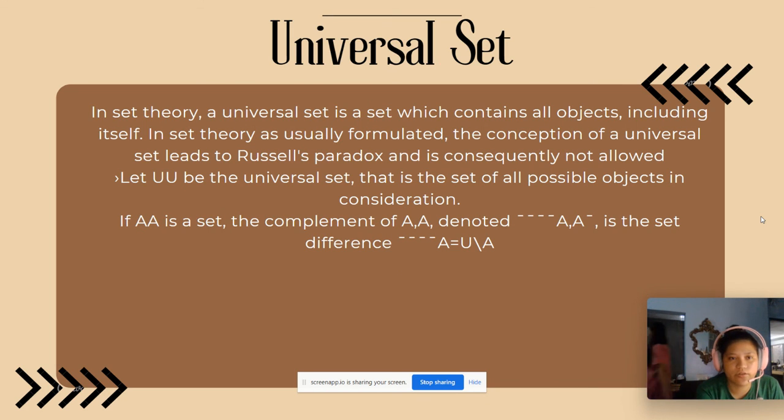For the universal set, in set theory, a universal set is a set which contains all objects, including itself. As set theory is usually formulated, the conception of a universal set leads to Russell's paradox and is consequently not allowed. Let U be the universal set, that is, the set of all possible objects under consideration.